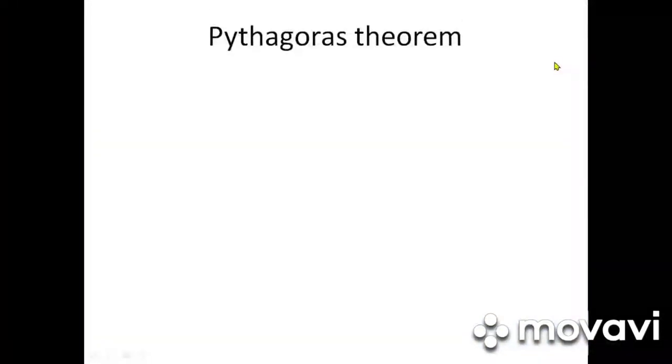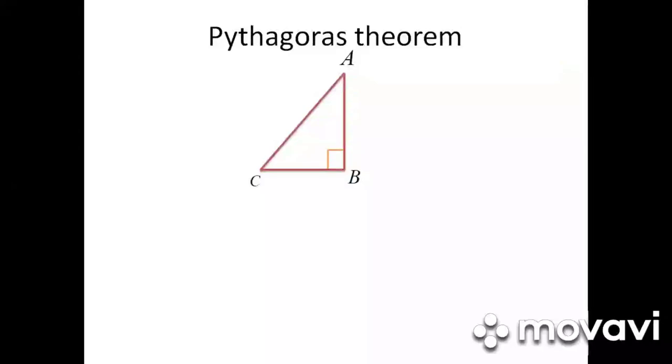Pythagoras theorem. In a right-angled triangle, right-angled at B, the side which is opposite to the right angle is called the hypotenuse. The hypotenuse is the longest side in a right-angled triangle. And the side with the vertical direction is called the perpendicular. And the side with the horizontal direction is called the base.